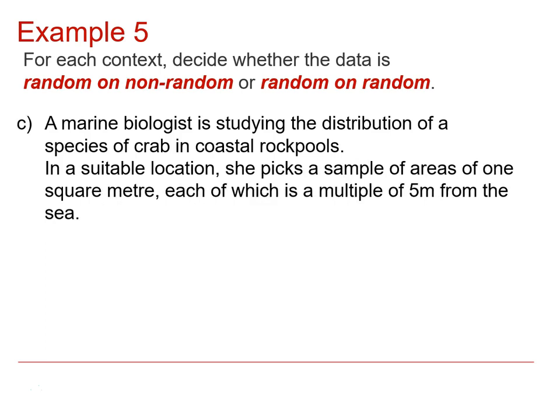If we tweak that slightly, and in a suitable location she picks a sample of areas of 1 square metre, each of which is a multiple of 5 metres from the sea, then those are being controlled. She's controlling the distance from the sea, and it is only the count of the crabs that is the random variable. So that is random on non-random.